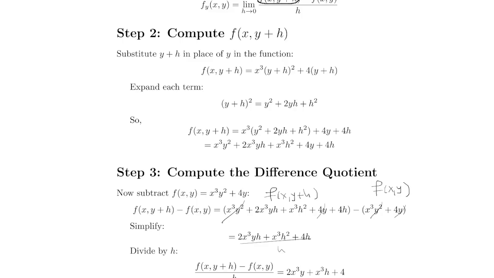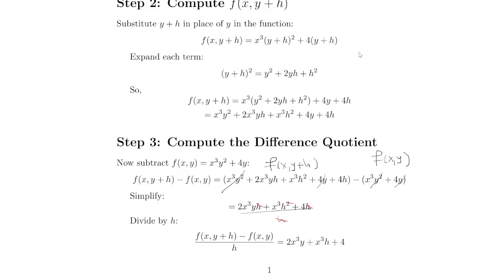So if we take this divided by h, we will get this because the h's will cancel. So this h cancels, the square cancels, this cancels, and this cancels. So we're left with 2x cubed times y plus x cubed times h plus 4.